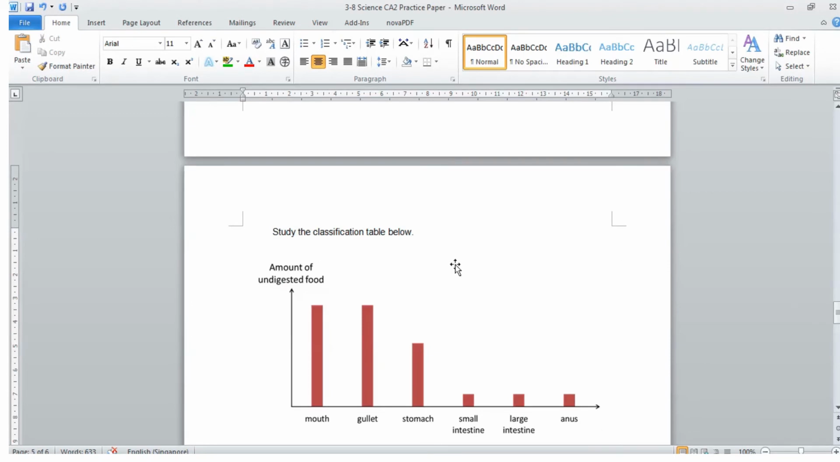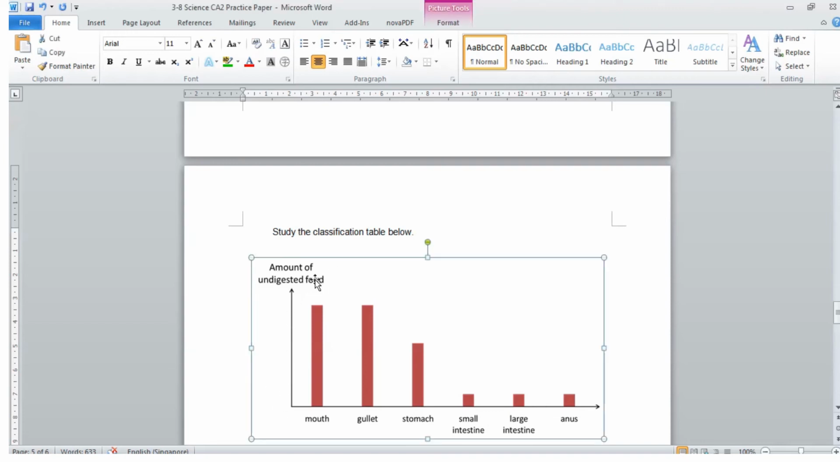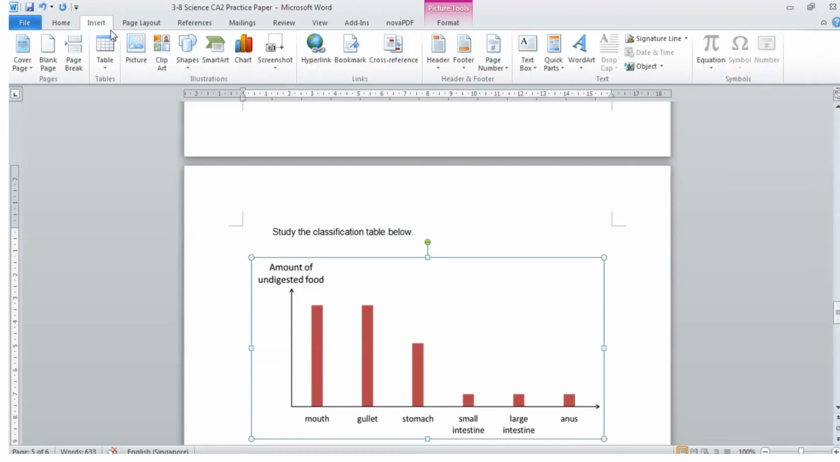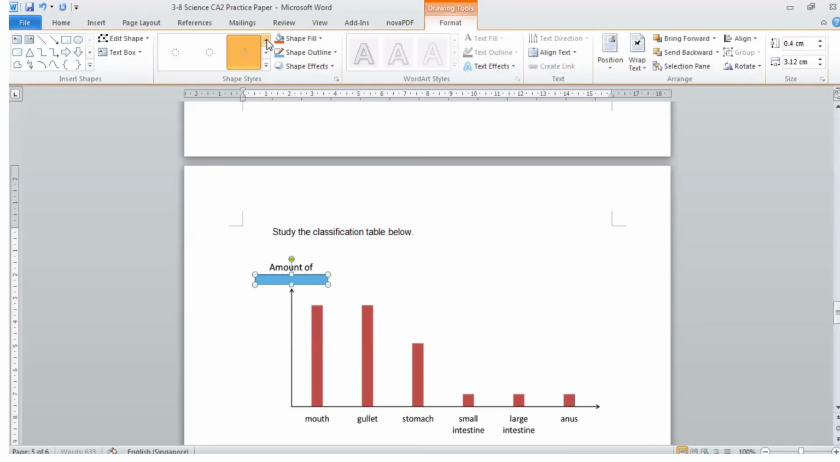Okay, I would like to go through this question because it's actually quite interesting. You need to be able to analyze a bar graph. This is a topic of digestion. Okay, so now let's take a look. Study the classification table below. Now, whenever you have all of this in a bar graph, you should always take a look at the x-axis. We talk about the x-axis and the y-axis. Of course, here are all the different types of organs. And then what I want you to notice here is this very important phrase, amount of undigested food. Let me see if I can highlight it to you. Amount of undigested food.